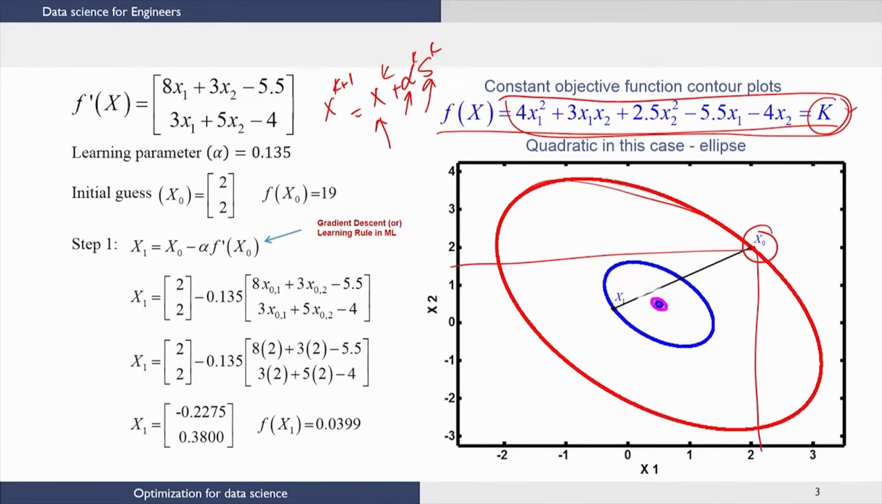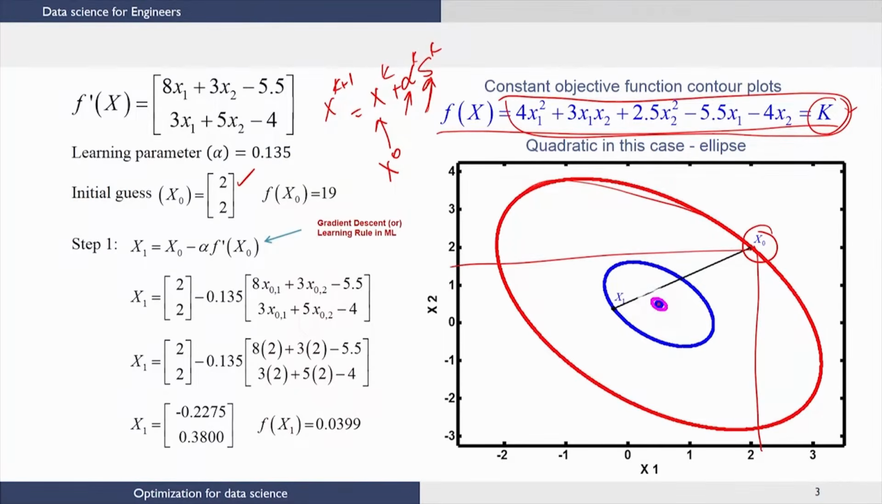So, let us look at this picture here. When we start, we have x naught, which is the initialization, which is this point. What we need to do is find a direction in which to move, and once we find a direction in which we would like to move, then we will find out a learning rule or a learning constant, which will take us to the next point. So, the initial guess in this case that we have chosen is about 2, 2, and f of x naught, when you substitute this 2, 2, is 19.